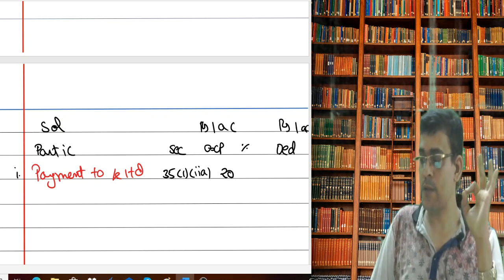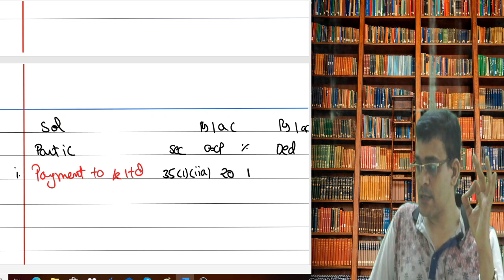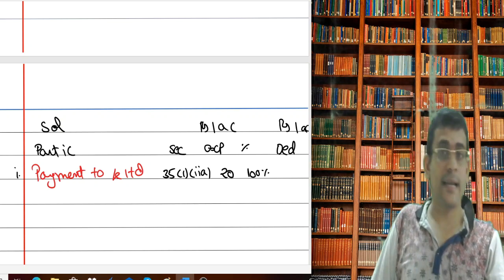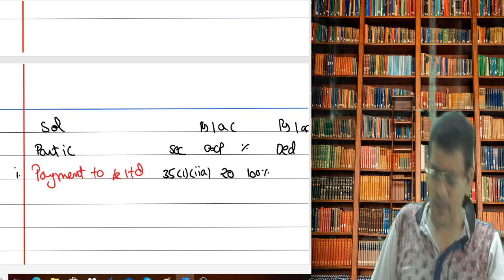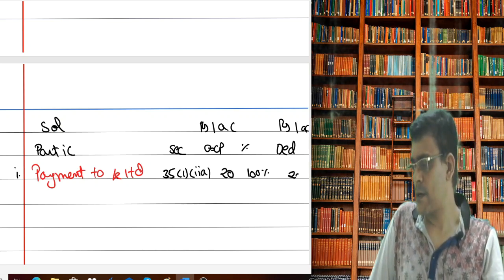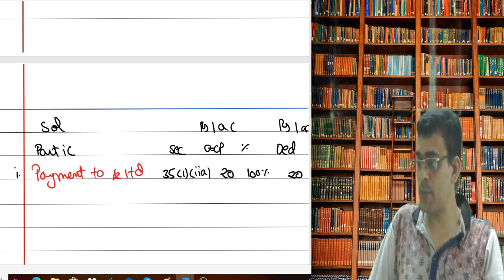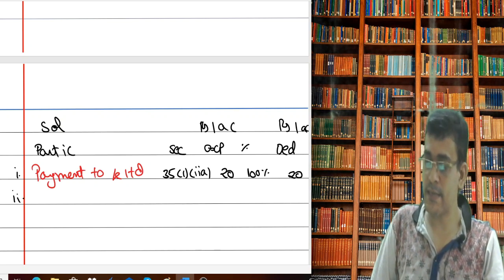So those are the columns we are having. Now what is the percentage of deduction there? 100% is the deduction. 20 lakhs is the contribution made. Of that, 100% is what? 20 lakhs. So the first contribution eligible is going to be 20 lakhs. Now second, what is the second contribution made?